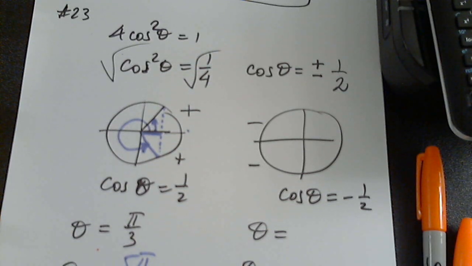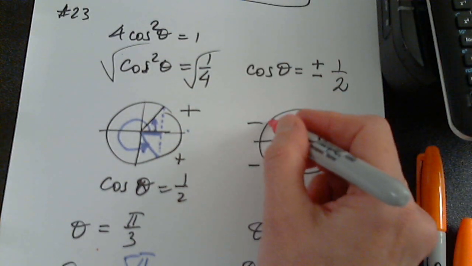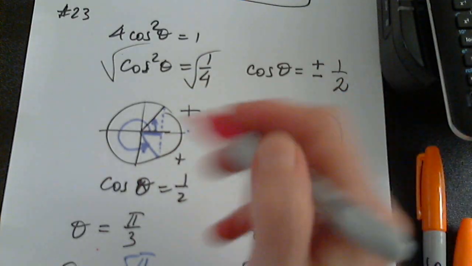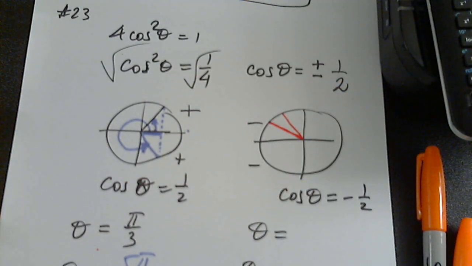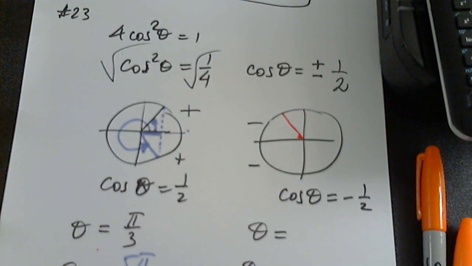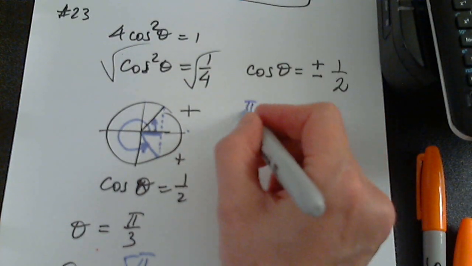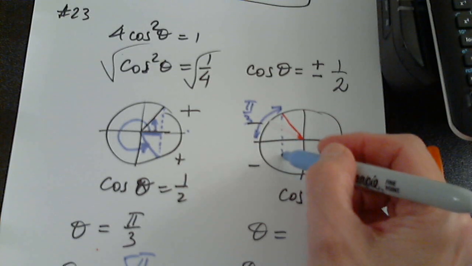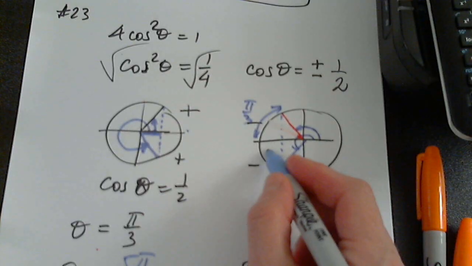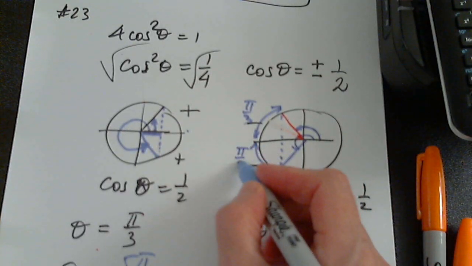Cosine negative 1/2. So we have the same thing right here. Sorry, it's pi over 3. I showed it as if it's 30 degrees, but it's pi over 3. The reference angle is pi over 3. Okay, good. So this is the reference angle, pi over 3. The same thing here. So this is the first angle, this is the second angle, and the reference angle also has to be pi over 3.